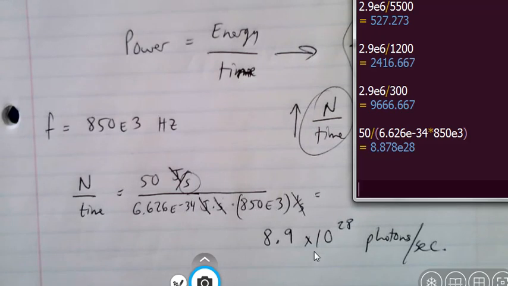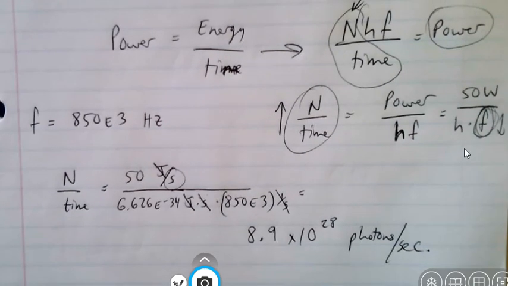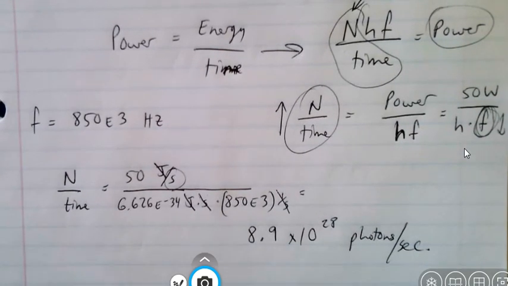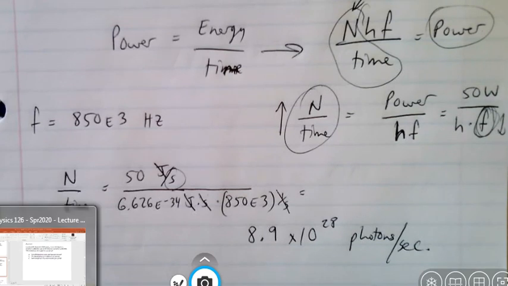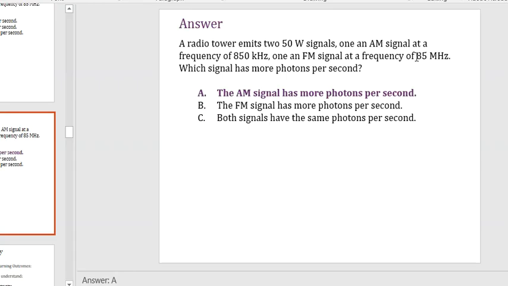So in other words, one of the takeaways is that the frequency that had the smaller frequency ended up having more photons per second. Maybe one way of also thinking about that is that because it has less energy per photon, we need to send more of those photons per second to make up for the fact that each photon doesn't have as much energy as, for example, an 85 megahertz wave.